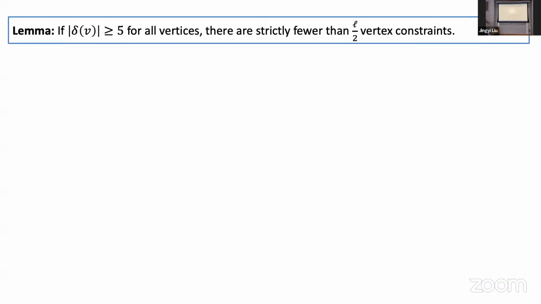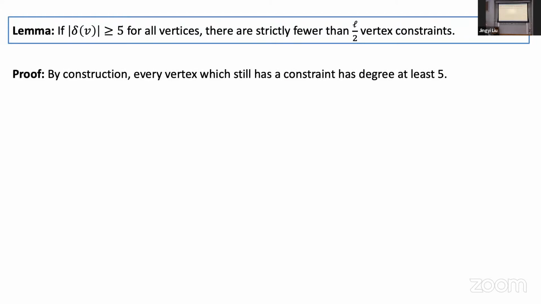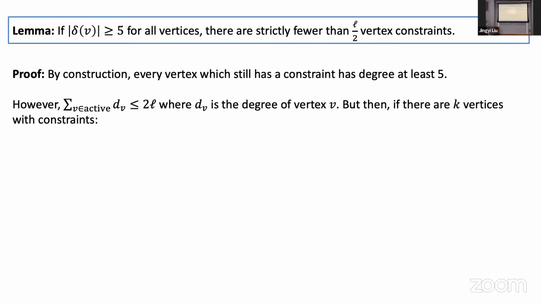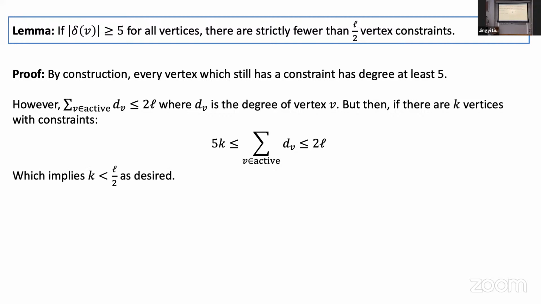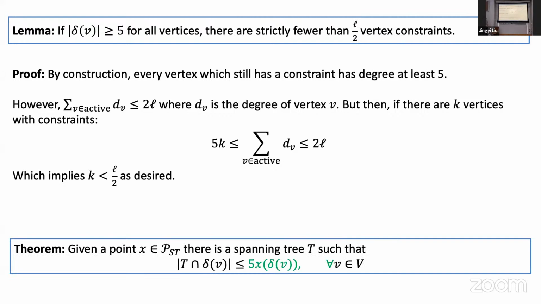So this is just an easy graph theory problem. It says that if you have a graph and every vertex has degree at least 5, then the number of vertices is strictly less than half the number of edges, right? So this is easy to see. Let's just prove it. Every vertex which has a constraint has degree at least 5. And now the sum of the degrees of these vertices is at most twice the number of edges. But if there are some k vertices that are active, they each have degree at least 5. So that's a lower bound on the degree sum. But 2L was an upper bound. So k is strictly less than L over 2, right? So this gives the theorem.